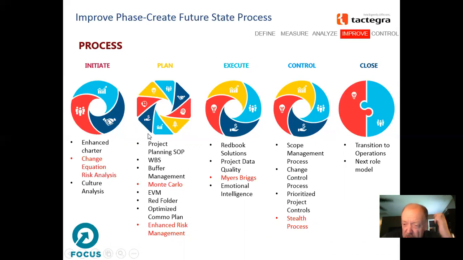So what we're going to do here is I'm going to walk you through. We don't have time today to go through each one. I'm just going to address the ones that are in red to give you some flavor.